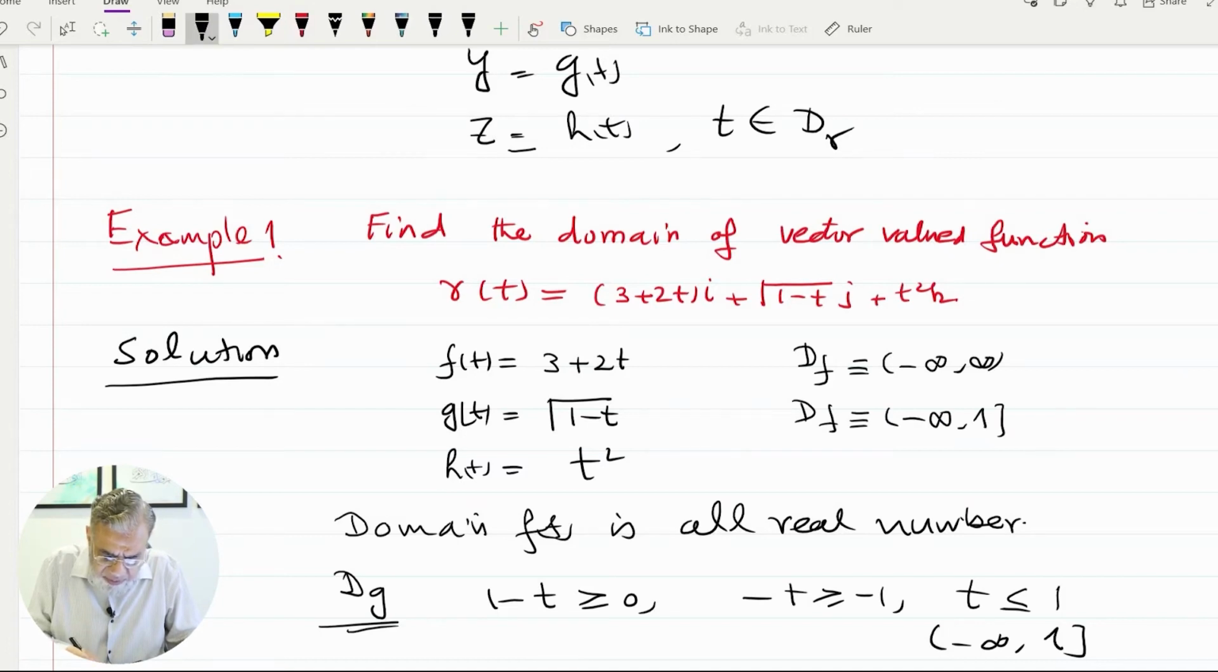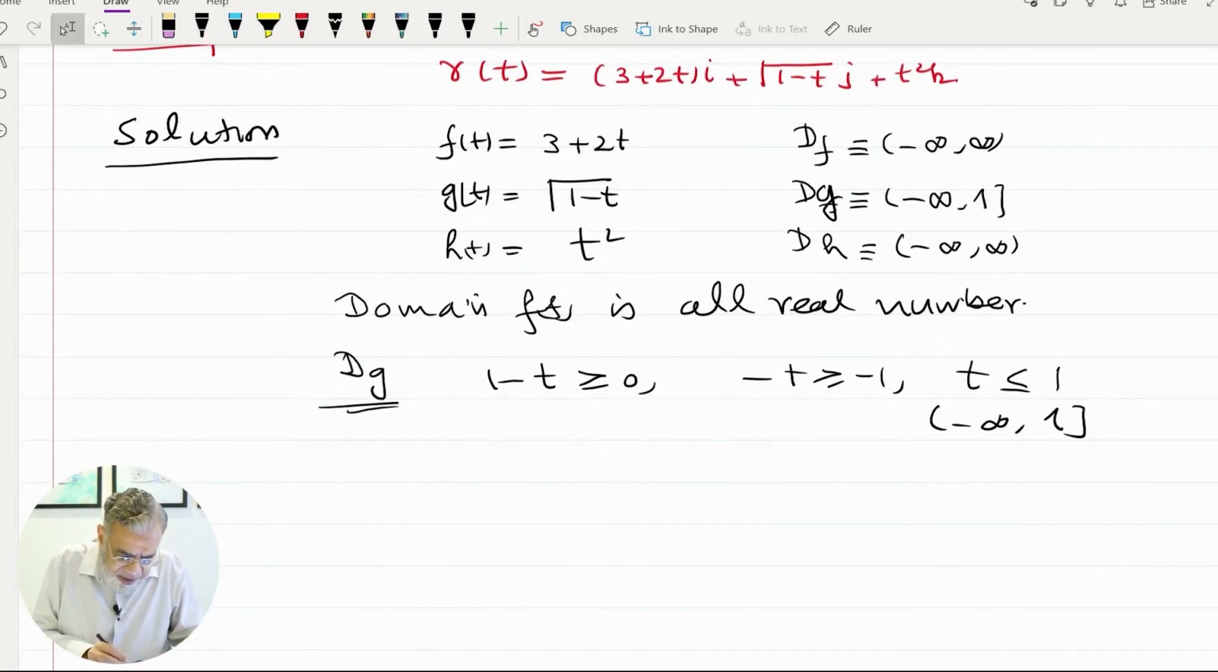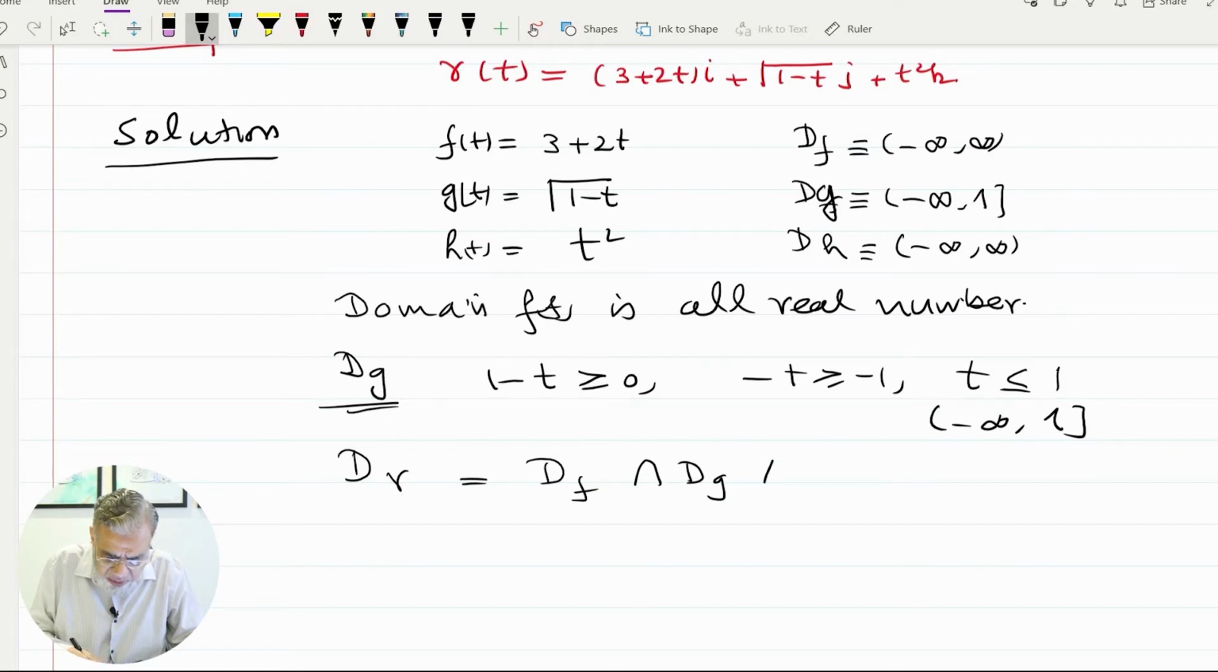Again, h of t is a polynomial function. So the domain of h of t, like this one, is the real numbers, minus infinity to plus infinity. When I want to find the domain of the function r, the domain of r will be the intersection of the domains of the functions. Here we have the domain of f, intersection with the domain of g, intersection with the domain of h. When we take the intersection of these, we get minus infinity to 1. So this is our domain of function r.